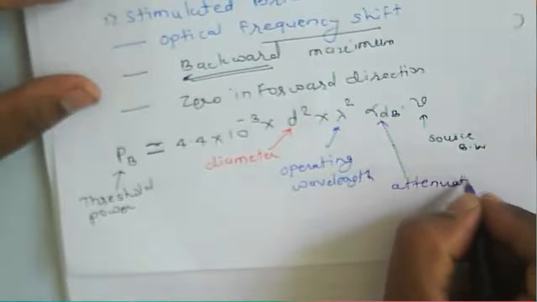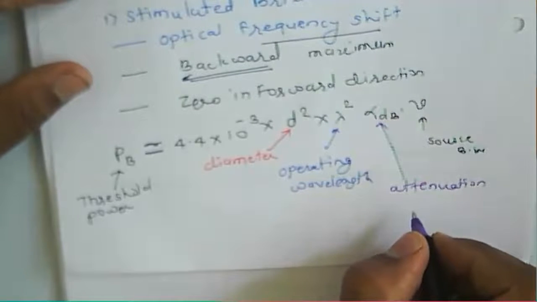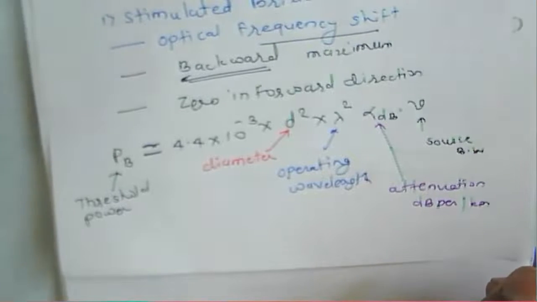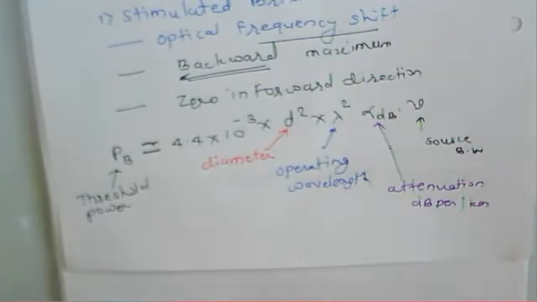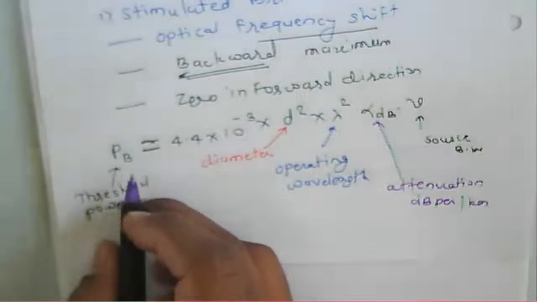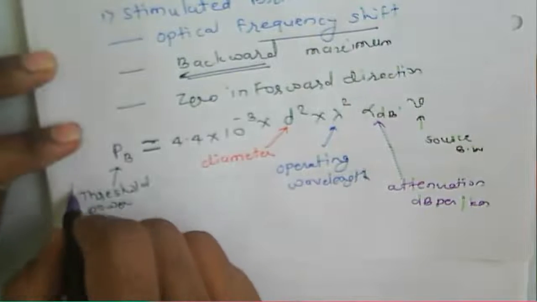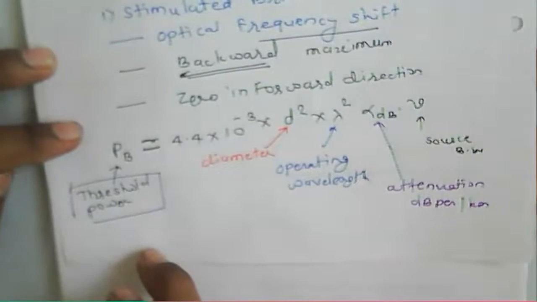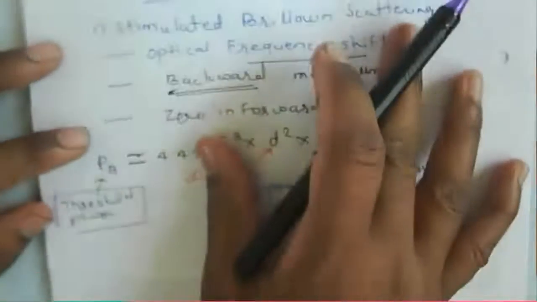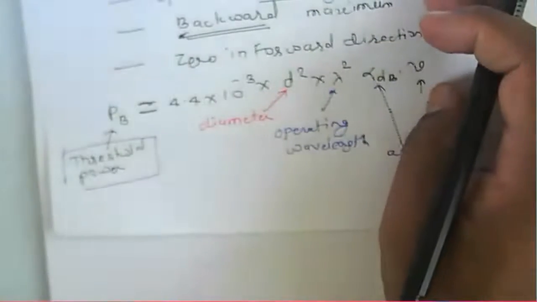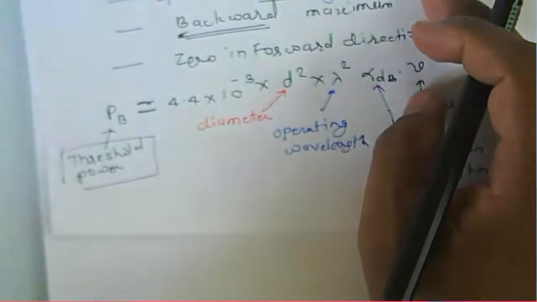And this one is nothing but the attenuation, alpha dB, per kilometer. That is about your attenuation. Okay, so that is about the scattering that will occur when we have power above this threshold level. When the optical power propagates through the fiber above this threshold power, then scattering occurs, and that is called stimulated Brillouin scattering.